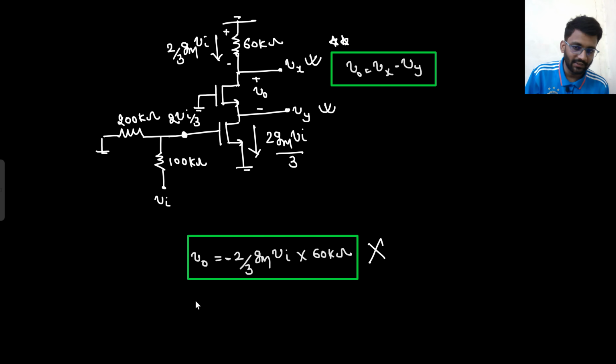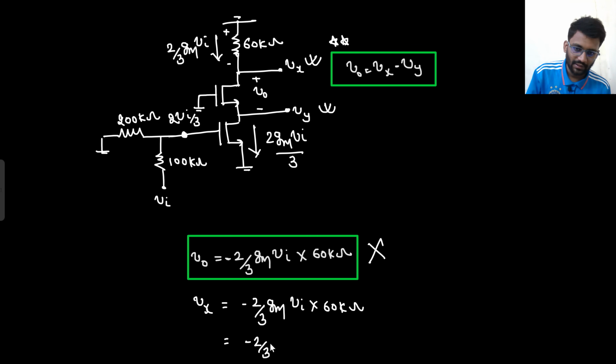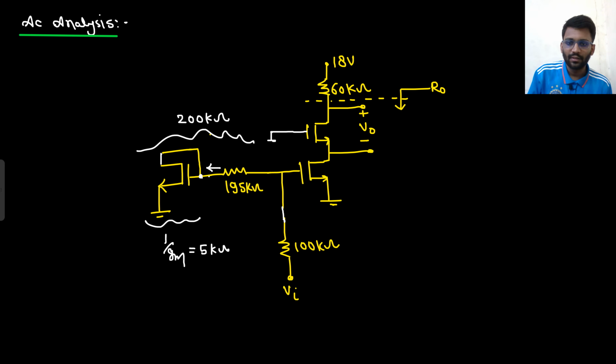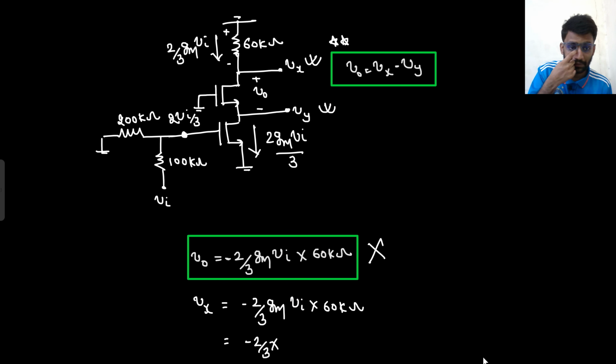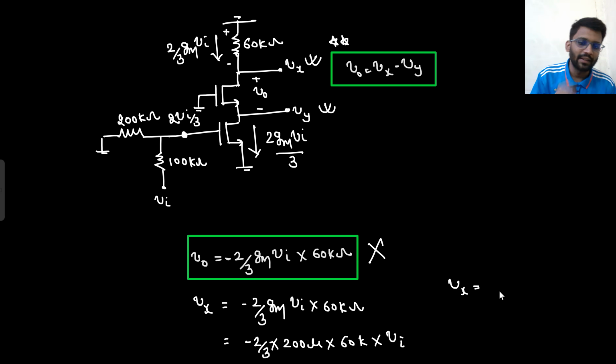So whatever you found here, that is Vx minus 2 by 3 Gm into V in. So basically this current into this resistance. So this is your Gm, right? So minus 2 by 3, what is the Gm value? Gm value was 200 micro, right? 200 micro into 60k into V in. So Vx potential is 12 minus 8 V in. So the Vx potential I am getting is minus 8 V in. So this is the Vx potential.